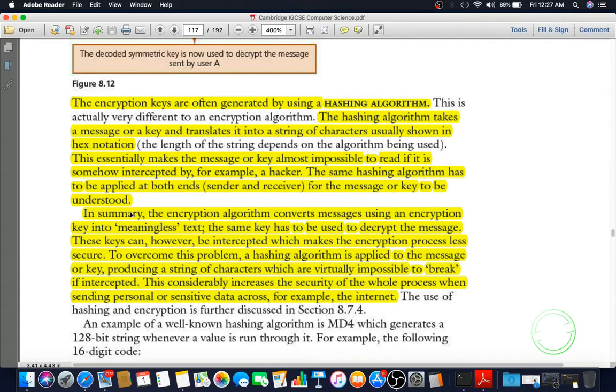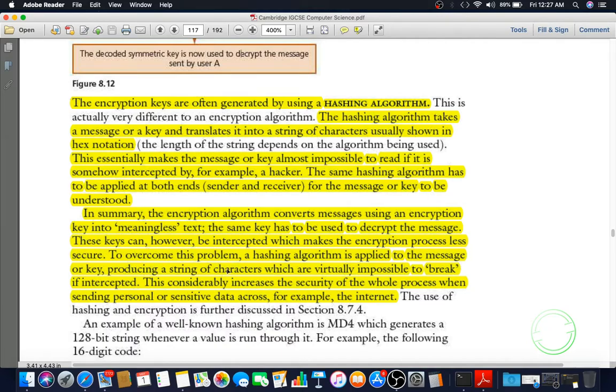So now it summarizes the hashing algorithm. In summary, the encryption algorithm converts messages using an encryption key into meaningless text. The same key has to be used to decrypt the message. This key can, however, be intercepted, which makes the encryption process less secure. So if somehow the hacker gets the encryption key, he can manage to read the message.